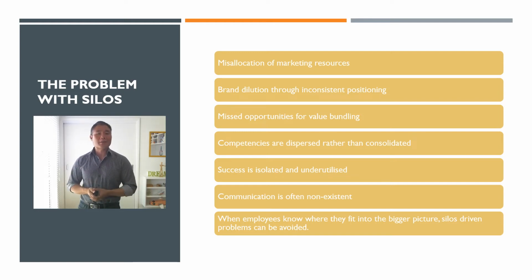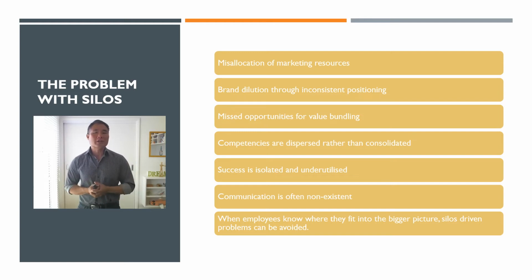Brand dilution can happen through inconsistent positioning. So once again, you have the R&D people on one side thinking our brand is this. You've got the marketers on the other side thinking our brand is that. There might be actually a little bit of inconsistency because you're not communicating. They're trying to protect their own turf, and therefore the power of the brand then gets diluted.